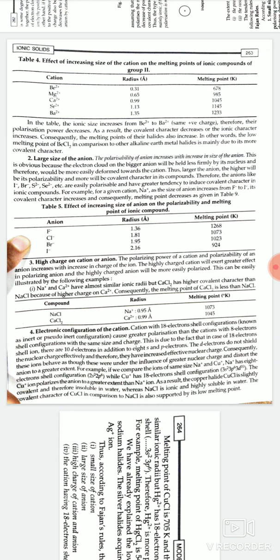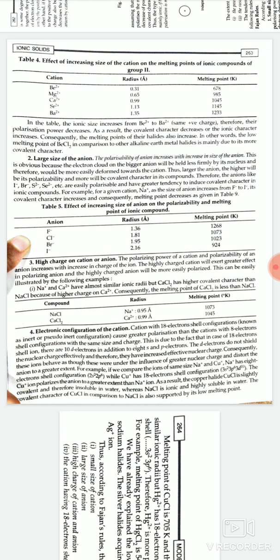Fourth is electronic configuration of cation. Cations with 18 electron shell configuration, known as inert or pseudo-inert configuration, cause greater polarization than the cations with 8 electron shell configuration with the same size and charge. This is due to the fact that in case of 18 electron shell ion, there are 10 d electrons in addition to 8 s and p electrons. The d electrons do not shield the nuclear charge effectively and therefore they have increased effective nuclear charge. Consequently, these ions behave as though they were under the influence of great nuclear charge and distort the anions to greater extent.